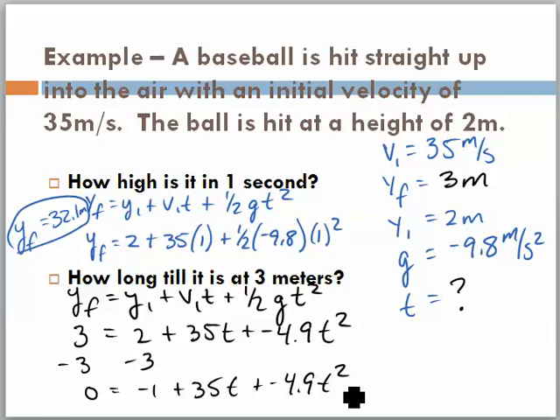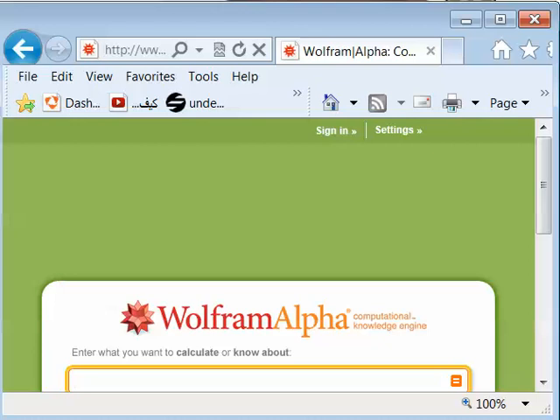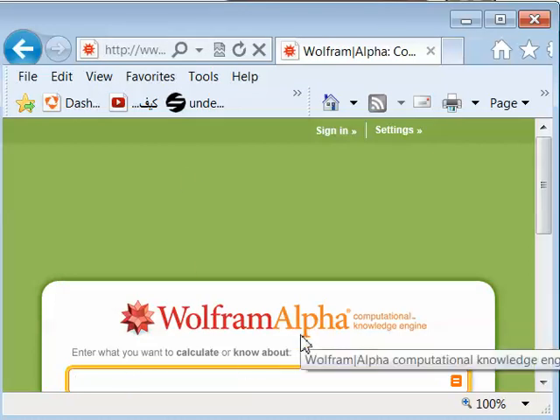This is a website. It solves quadratic equations for you. I would heavily advise you to try using that. I'm going to see if I can get it on here for you, but I'm going to switch over and pause and find that. Okay, what I've pulled up here now is Wolfram Alpha.